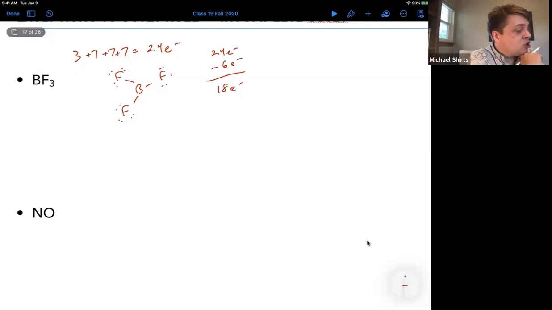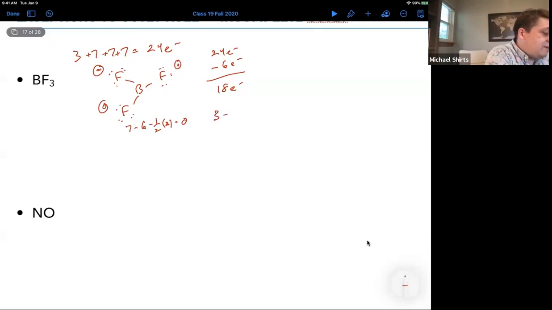So let's look at the formal charges that you get right here. In this case, fluorine's formal charge is 7 minus 6 minus 1/2 times 2, which is 0. So this structure has 0 formal charges. And if we look at the boron, boron is valence of 3 minus 1/2 times 6, 3 minus 3 equals 0. It actually has 0 formal charge.